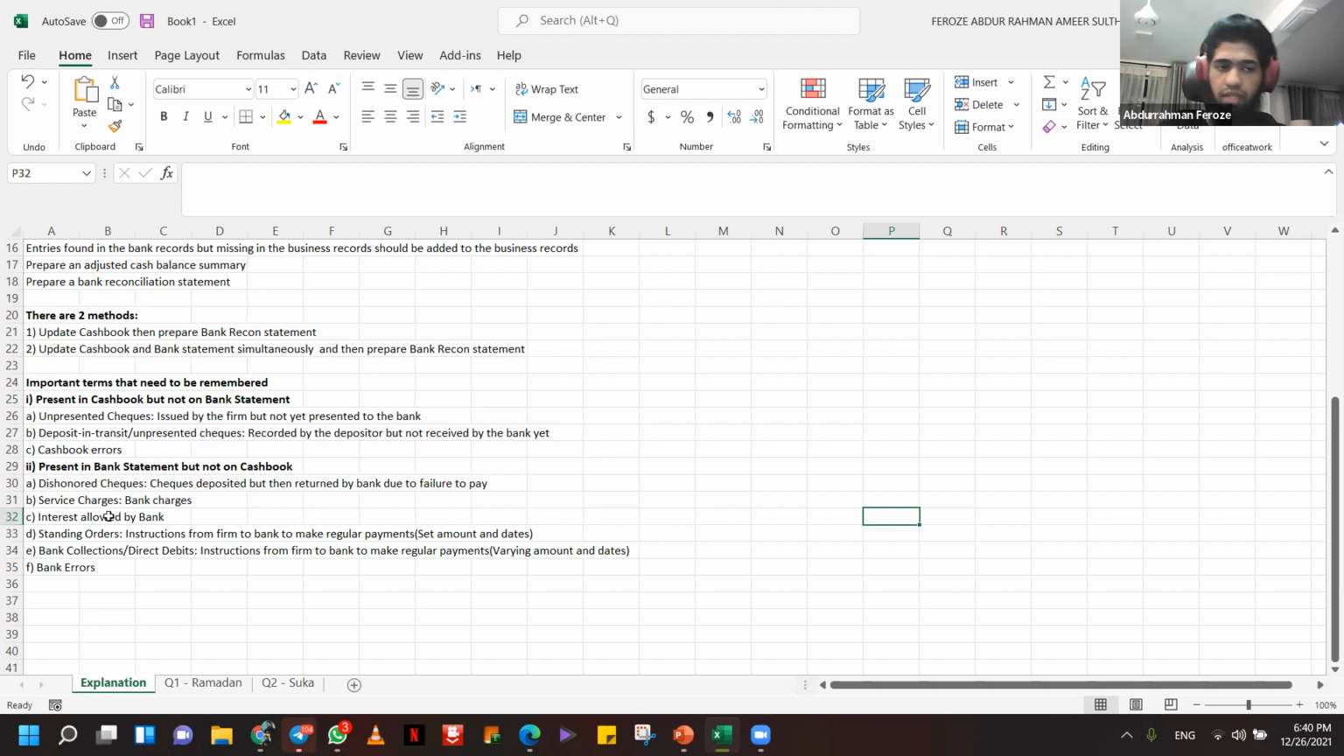And thirdly is cash book errors, mistakes that are made by the company's accountant. Maybe they have a purchase that is 2,000 ringgit, but they entered 1,000. So this is an error. So of course this error is there on the cash book and not on the bank statement, right? Okay. So those are the items that are there in the cash book but not on the bank statement.